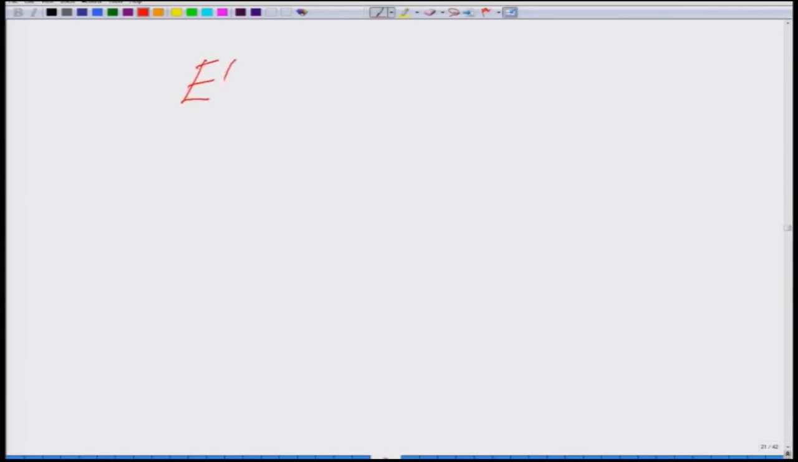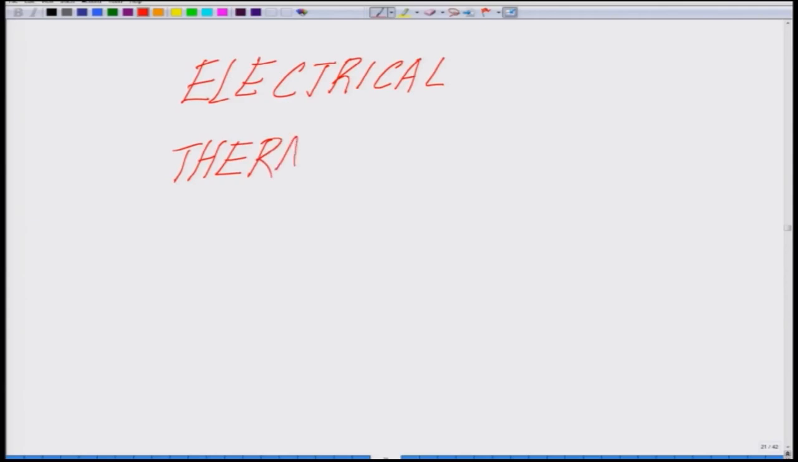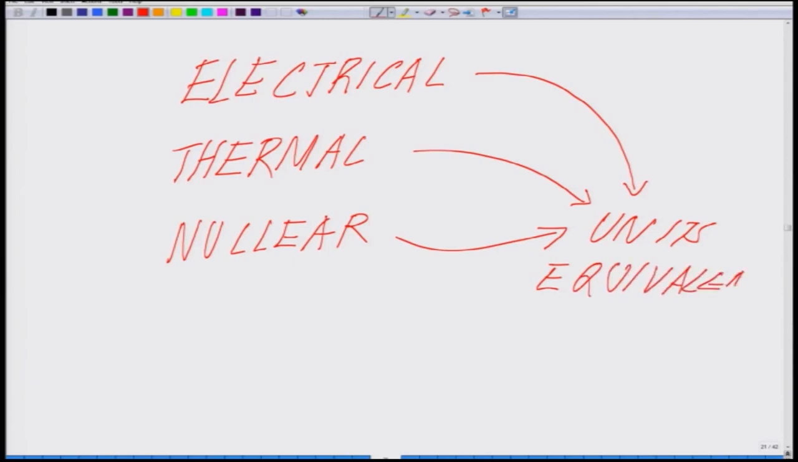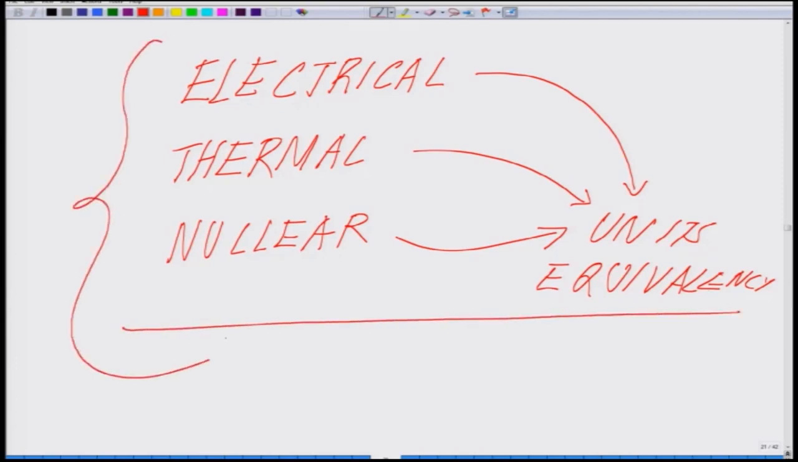Say for example, you have different forms of energy, such as electrical, thermal, nuclear. These different kinds of energy have to have different units and unit equivalency. That is very critical whenever we are explaining any form of energy production or energy consumption, whether we are consuming electrical energy or nuclear energy, we have to have an equivalency. So, let us talk about the equivalencies now.